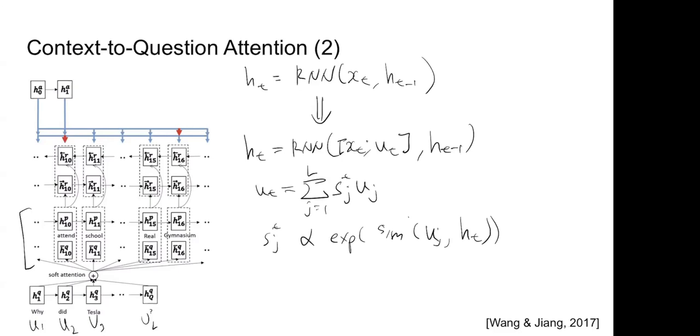Then now, what this is capable of is that for each time step in H, you have a very good idea what you want to look at from the question side. So maybe if the question is especially long, then you can have a very different summarization of the question on each time step. And at the end, we have the output.